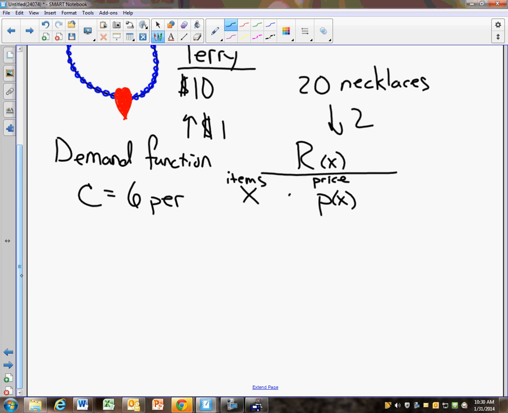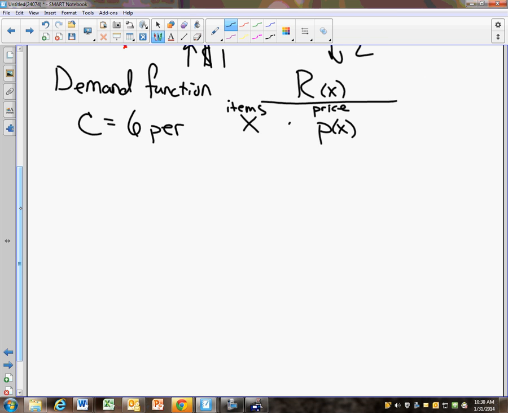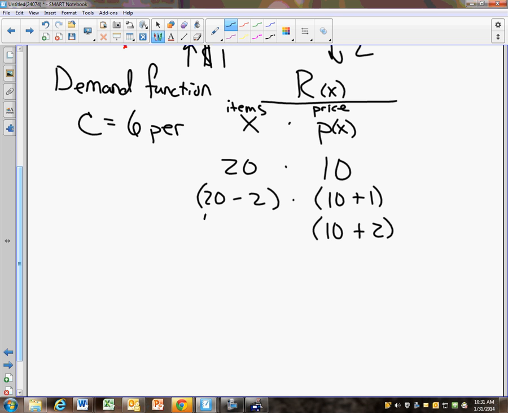Now, if you have trouble thinking this through, sometimes it's good to just kind of make a pattern. Okay? Right away, how many items does he produce? He produces 20 times what's the price? 10. Well, that was easy. Okay? Obviously, we're going to have a variable in here. So when you don't know how to do the problem, just do the problem. So let's say that he takes that $10 and raises it by 1. Then the items goes from 20 and you subtract 2. Let's suppose he raises the price by 2. Then he's going to decrease the number he sells by 4.